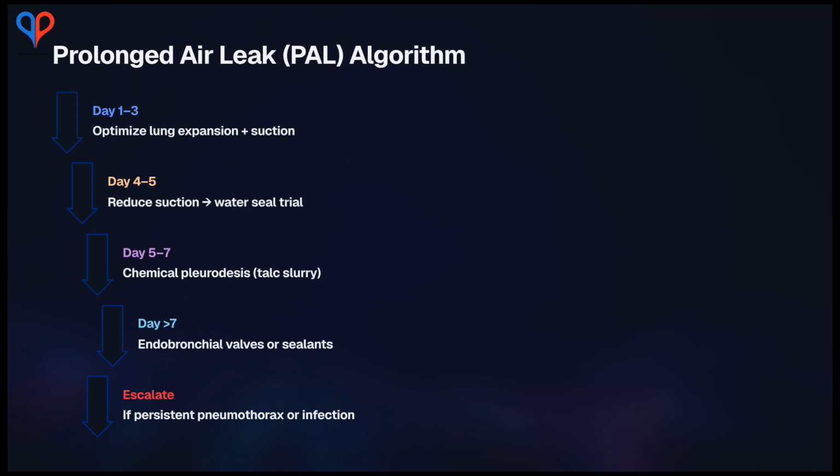A top-tier ICU uses a structured algorithm. Maximize lung expansion with suction early. Transition to water seal on days 4 to 5. Use talc slurry or doxycycline pleurodesis when the lung is fully expanded but leaking persists. And consider endobronchial valves or surgical repair if leaks continue beyond 1 week or if there is ongoing pneumothorax.